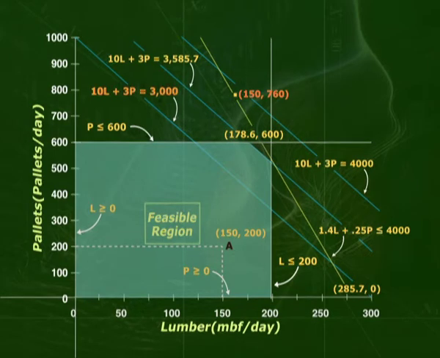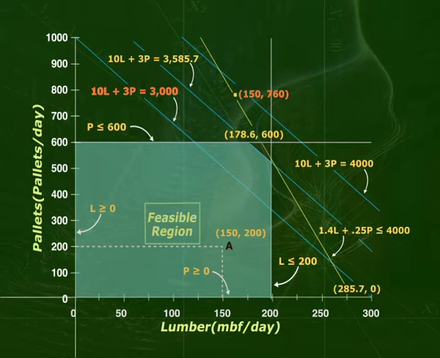Unlike the constraint, the objective function does not correspond to a single line. Instead, it defines a series of parallel lines, each corresponding to a different value of the objective function. For example, the value of the objective function can be arbitrarily set at 3000. That is, let z equal 3000, which equals 3P plus 10L.